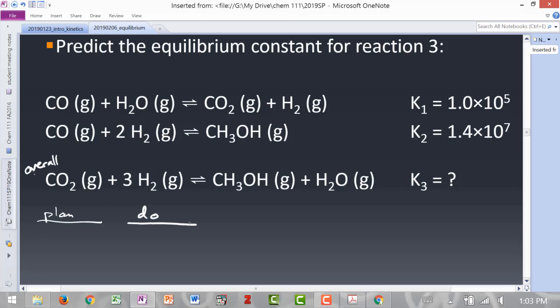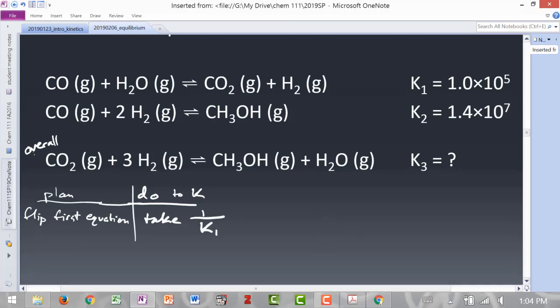What do I have to do to combine those to get the overall? Yeah, I'll need to flip the first one. I use the word flip, but I mean switch the products and reactants. Flip the first balanced equation. But then what do I have to do to the equilibrium constant? If you multiply by -1, you'll get a negative equilibrium constant, and you can't have that, because that would mean you had a negative concentration. So we don't want a negative equilibrium constant. We can take the inverse, though. One over K1, or K1 to the negative first power, whatever you prefer.